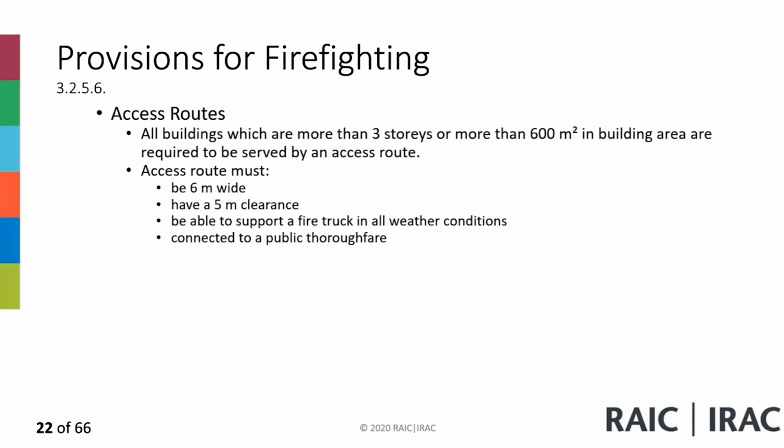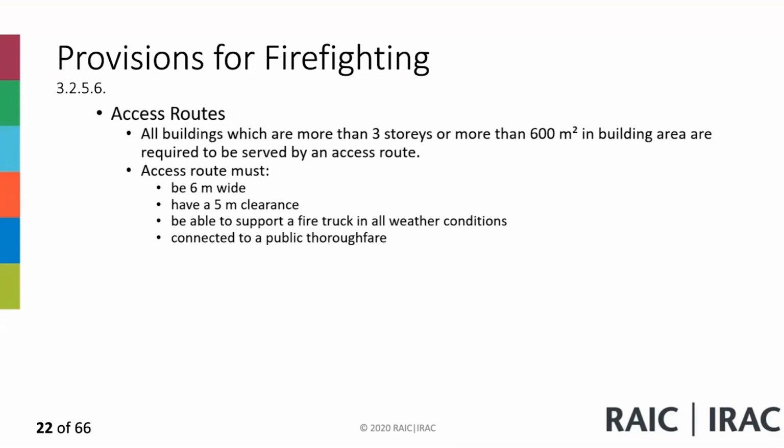There are the access routes. Remember, we saw the access routes. All buildings which are more than 3 stories and more than 600 square meters in building area are required to be served by a fire department access route. The access route must be 6 meters wide, have a 5 meter clearance, be able to support a fire truck in all weather conditions, and connect the building to a public thoroughfare.